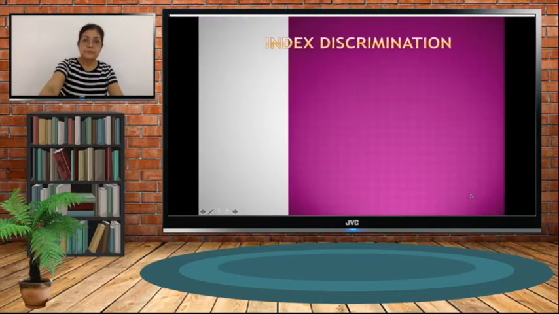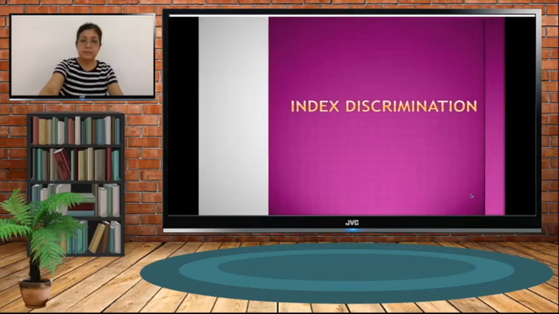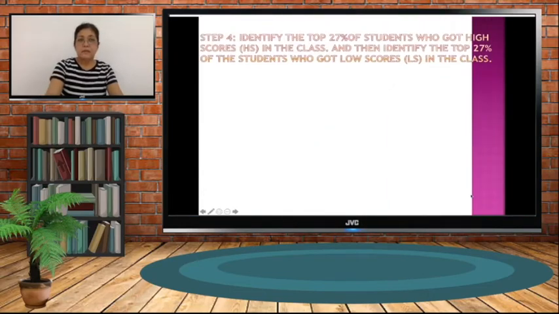What about the index of discrimination? The first thing we have to do in computing the index of discrimination is to identify the top 27% of the students who got the highest scores, and at the same time the top 27% who got the lowest scores. In other references, we can also use 25%, but in our case now we will be using 27%. It will depend on the teacher or on the formula that we are about to use, which percentage we are going to adopt.